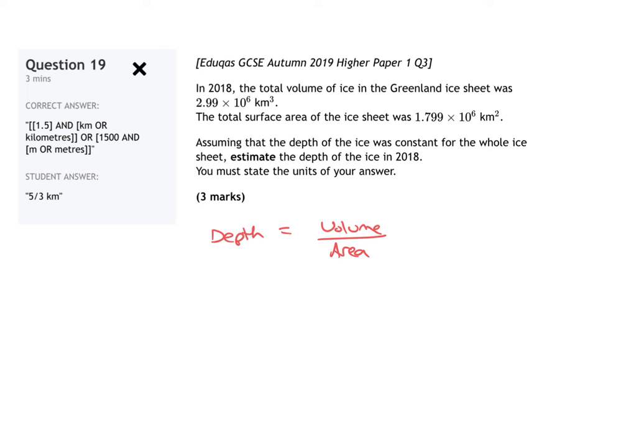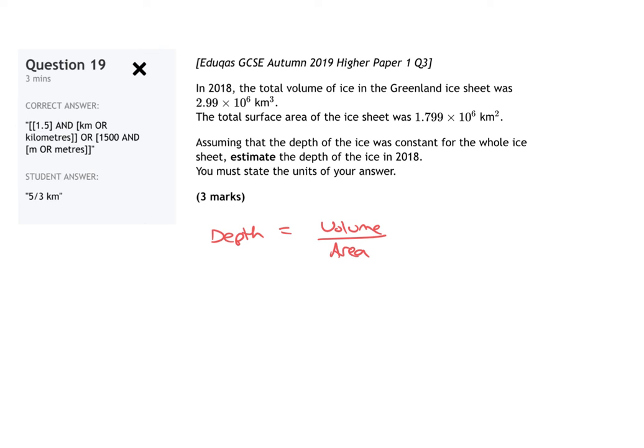And what the student has done here is they have taken the figure here of 2.99 times 10 to the 6, they've divided it by the 1.799 times 10 to the 6, and they've got themselves an answer of 5/3 kilometers. However, the question says estimate. It's got estimate written there in nice bold letters. So producing the accurate answer is not what the examiner wants. It's not the skill that's being tested. The skill that's being tested here is actually, can you do an estimation?